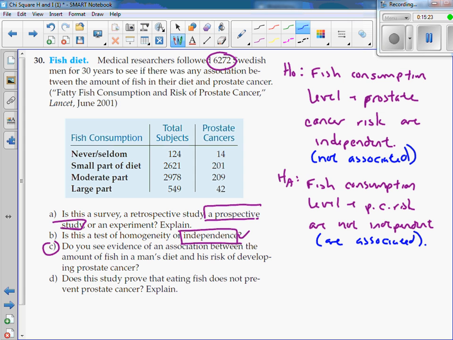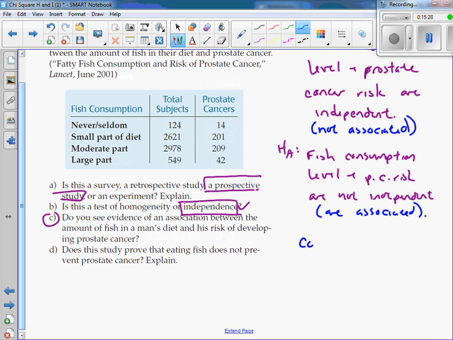All right, so after you write the hypotheses, we should probably check the conditions. And so we have some conditions to check here. The all data is provided as counts.